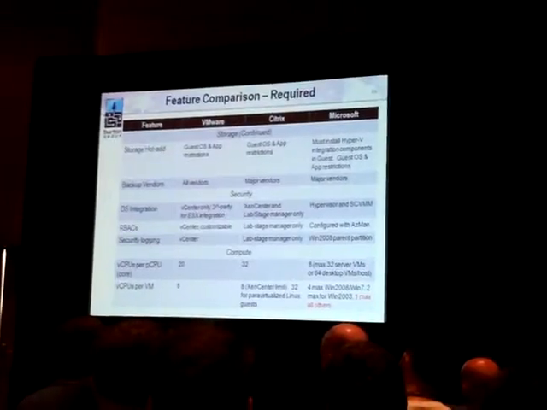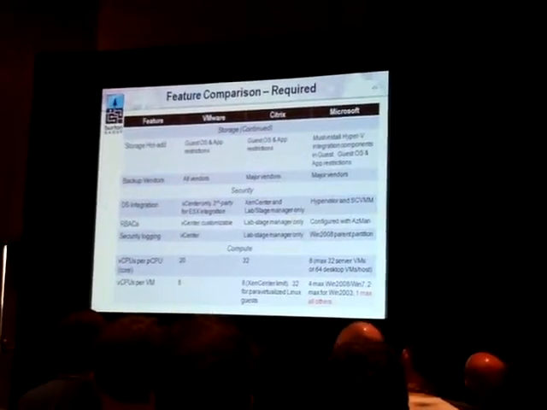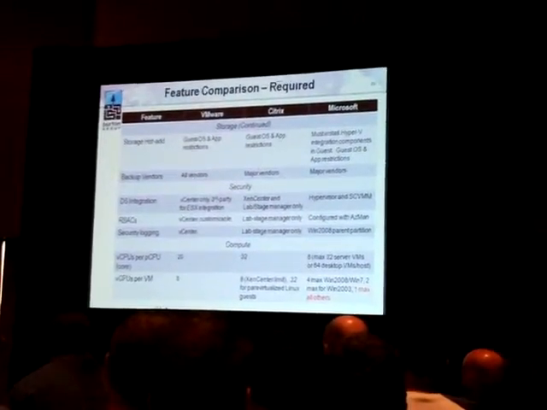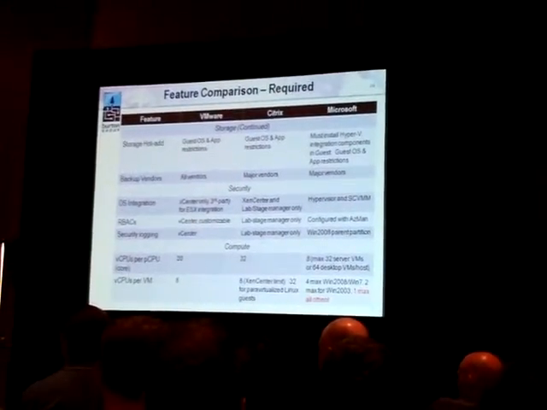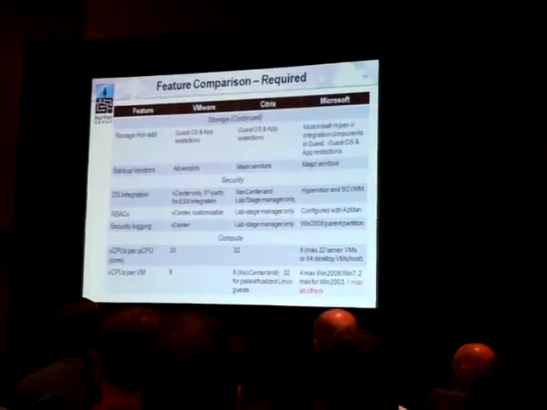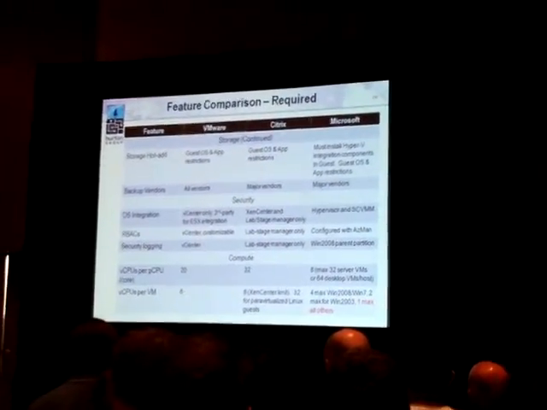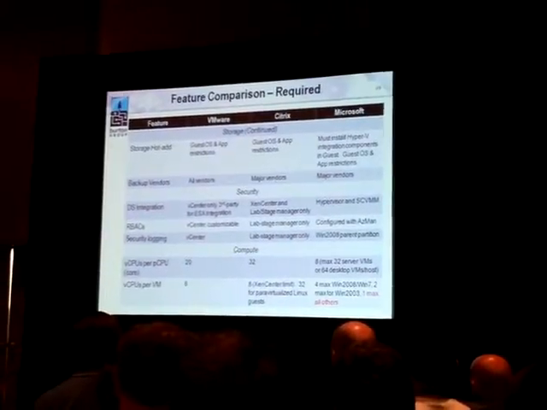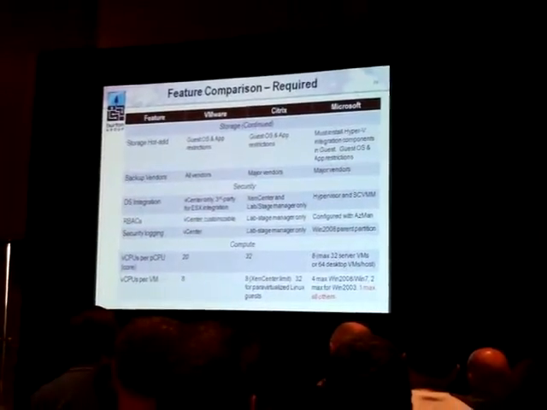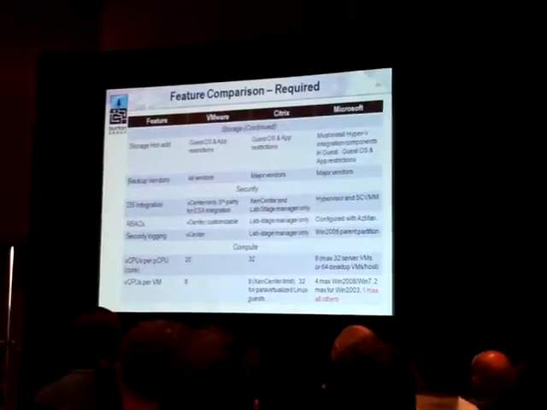vCenter is certainly the most robust from VMware today. It has customizable roles in vCenter, through the vCenter Management Console. If I'm looking at Microsoft Hyper-V, I need to use AzMan, Authorization Manager, and configure them that way. Again, you can see some differences here with security logging. Again, in the Citrix environment, I would need the Lab Manager interface for that.